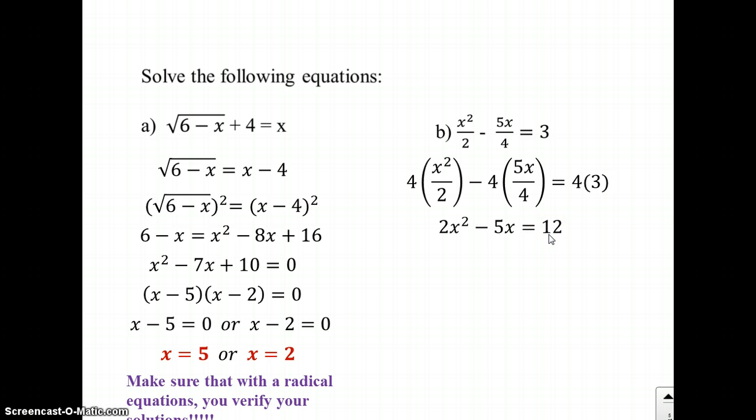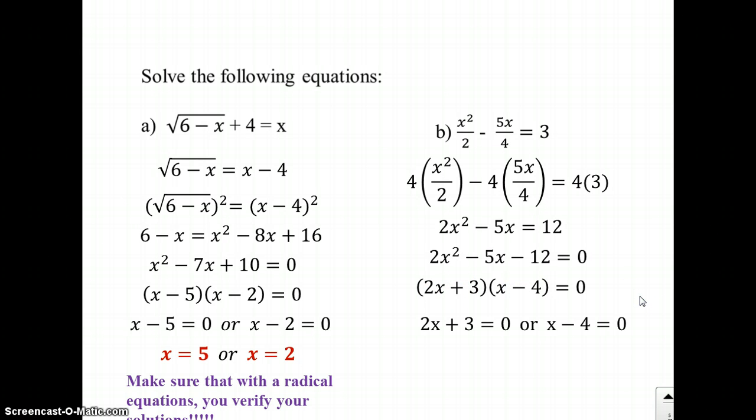Again, set this equation equal to 0, so I minus 12 from both sides. I've got a complex trinomial on the left side of this equation. Factor using decomposition or factor by inspection, but we factor it and we should come up with 2x plus 3 times x minus 4 equals 0. Set each factor equal to 0 and solve these simple equations. The left one I'm going to minus 3 and divide by 2. The right one I'm going to add 4. So here x equals negative 3 halves. Here x equals 4.